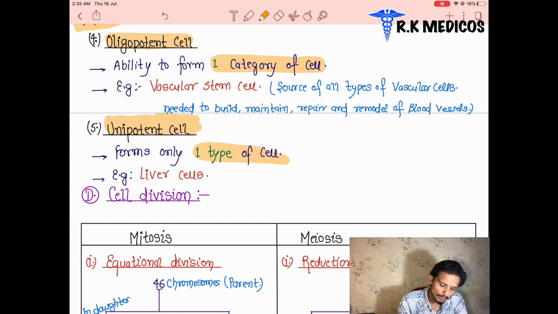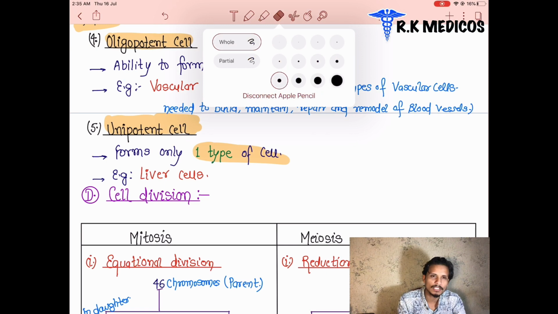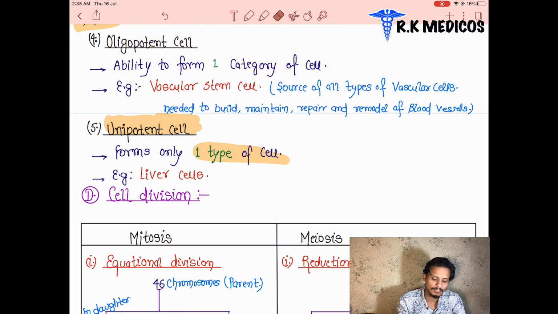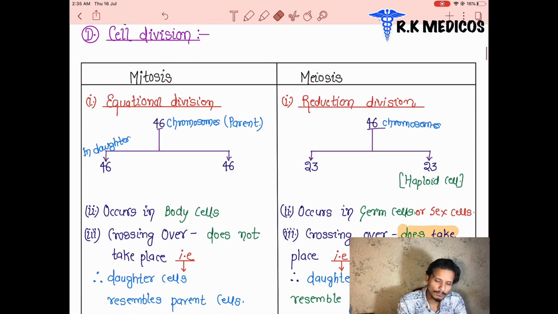Next, in the fourth part of this section, we are going to see several differences between mitosis and meiosis. You have to memorize it from here. We can see it.